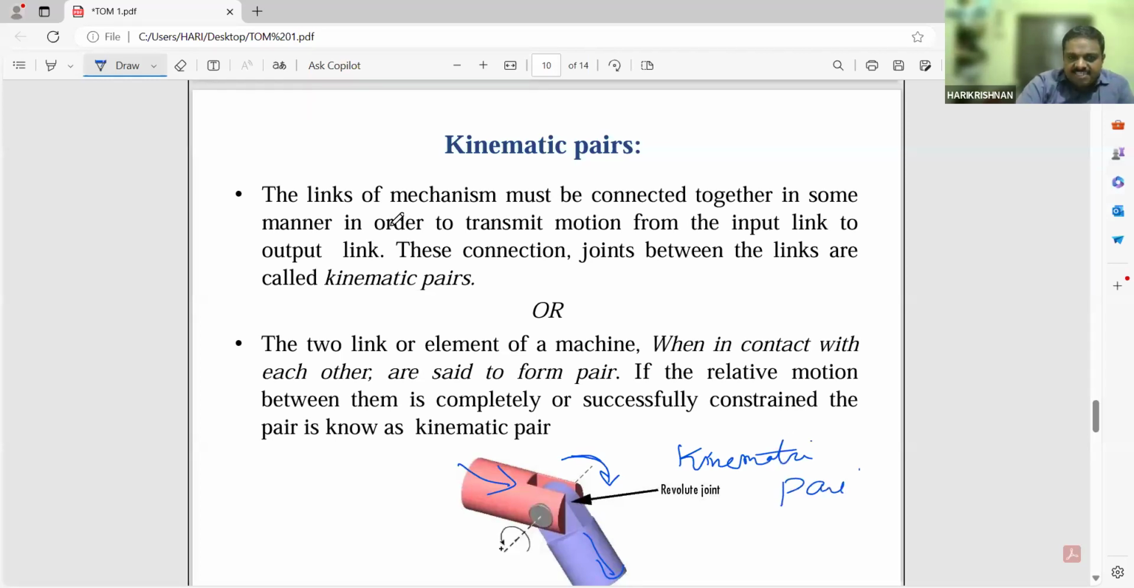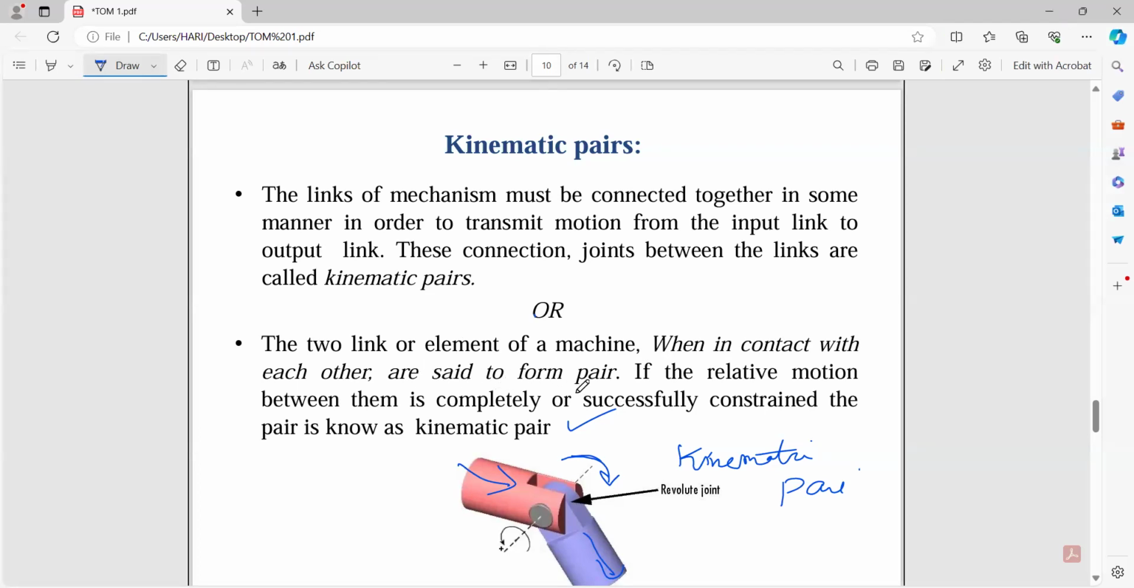As the definition suggests, the links of the mechanism must be connected together in some manner in order to transmit motion from input link to output link. These connecting joints between the links are known as kinematic pairs. Two links or elements of a machine, when in contact with each other, are said to form a pair if the relative motion between them is completely or successfully constrained. The pair is known as a kinematic pair.